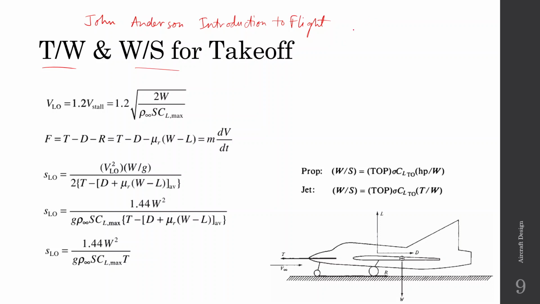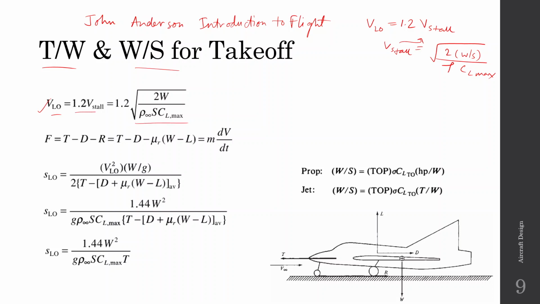For this, to find the takeoff thrust loading and wing loading, first we have to find the takeoff velocity. Generally the takeoff velocity is equal to 1.2 times the stall velocity. So then we have to find the stall velocity, and as you know, the stall velocity is equal to the square root of 2W by S by rho CL max. So when you substitute it here, you get this formula. V takeoff is equal to 1.2 times V stall, which is this.